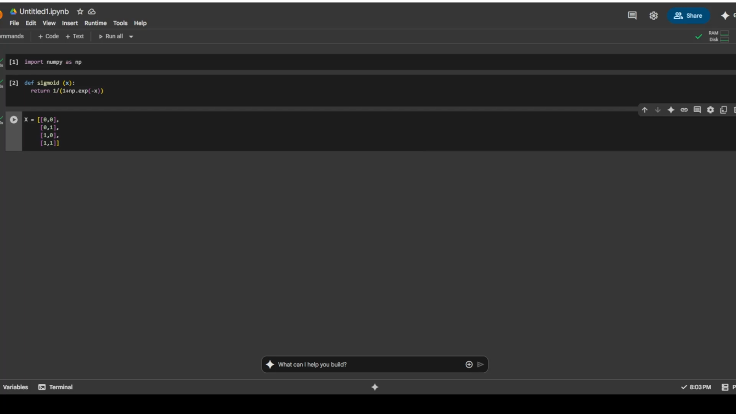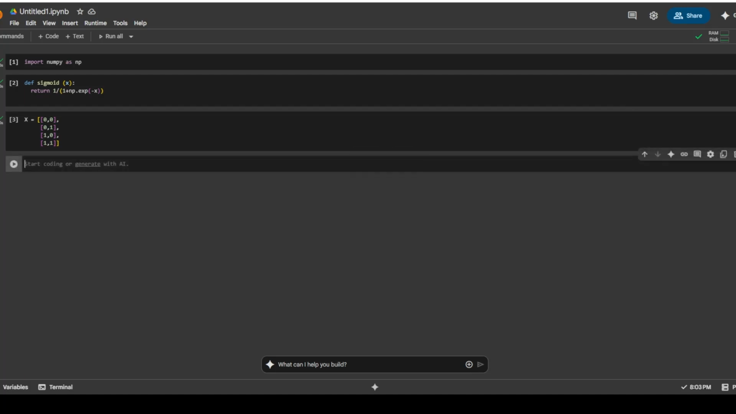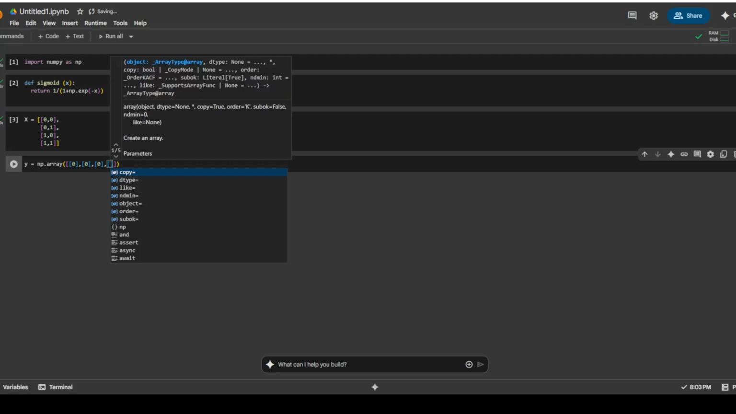Now let's create our output labels, np.array. For np.array, as we know, it will have a 0, and then a 0, then another 0, and finally a 1. That was it.